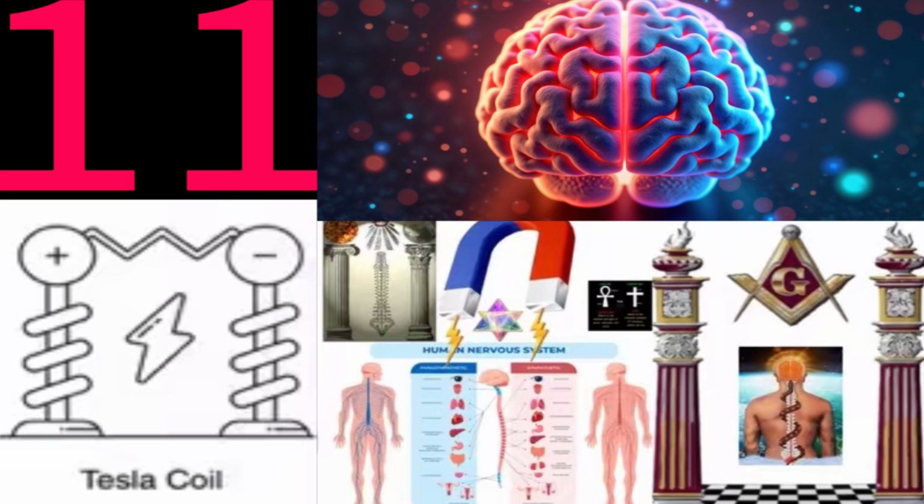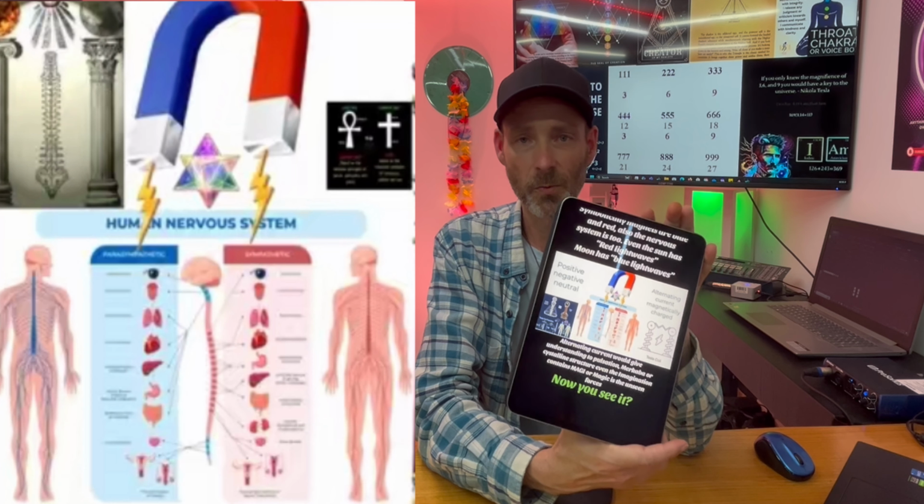So the number 11, right? You've probably seen this before as a Masonic sign, right? But this is a Tesla coil, a positive and negative, how the current flows between the two. And if you take the symbolism of the lightning bolt here and replace that with the pineal gland, right? And we have the nervous system, and it is symbolized in blue and red.